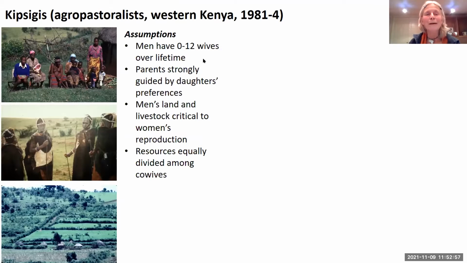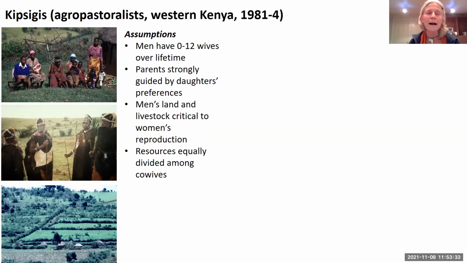So going back to my PhD long ago, I scouted around Kenya for a population where these assumptions were met, and landed on the Kipsigis of southwestern Kenya, agropastoralists. Men have between 0 and 12 wives. Here you can see a man with 2 wives, and this is actually a daughter-in-law. Parents do guide females, so here are girls who are just coming out of their seclusion after the clitoridectomy rituals.